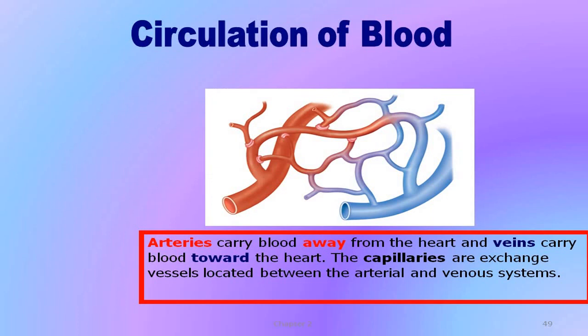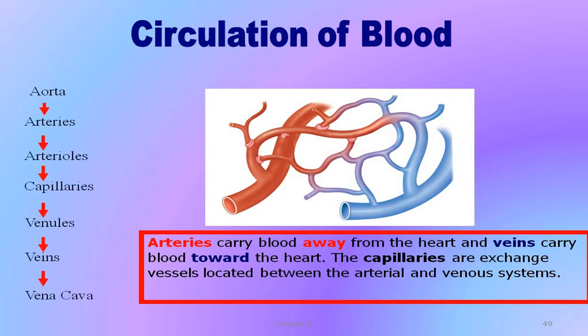Now the circulation of blood. Arteries, as you can see, are the vessels that carry blood from the heart to all parts of the body. When the ventricles contract, blood is pumped into the aorta, which is one of the major blood vessels, and the aorta then breaks up into arteries and it moves towards the different parts of the body.